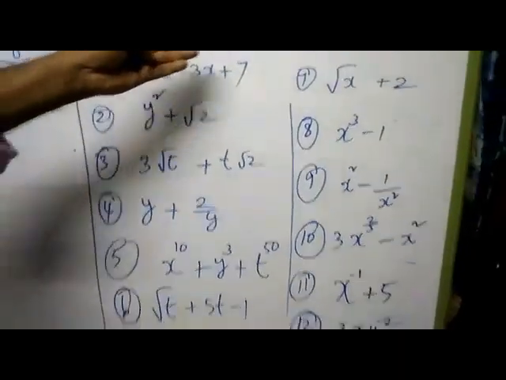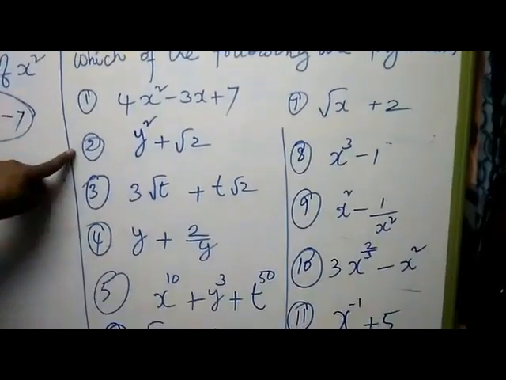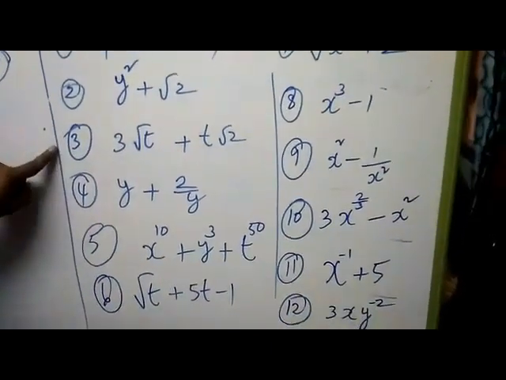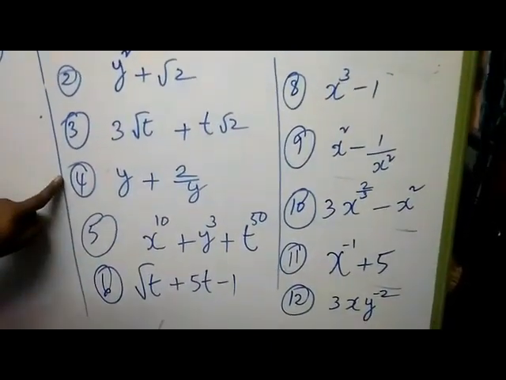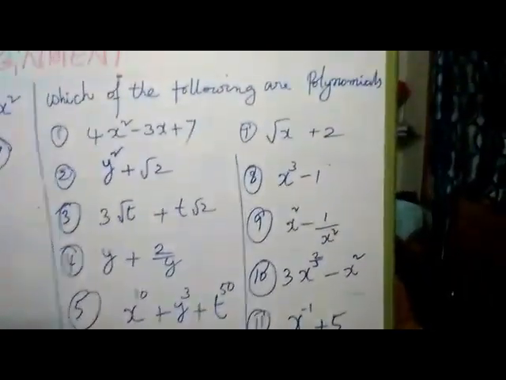So all of you do these sums. Say which of the following are polynomials. First one, polynomial or not. Second one, polynomial or not. Third one, polynomial or not. Fourth one, polynomial or not. Like that we do all the 12 sums. So this is the assignment.